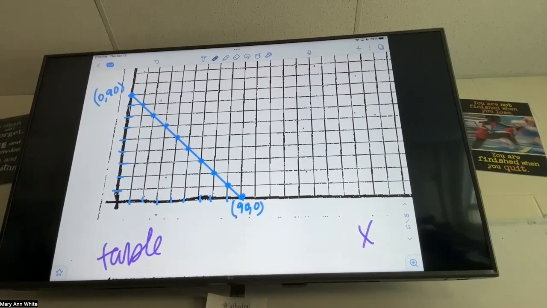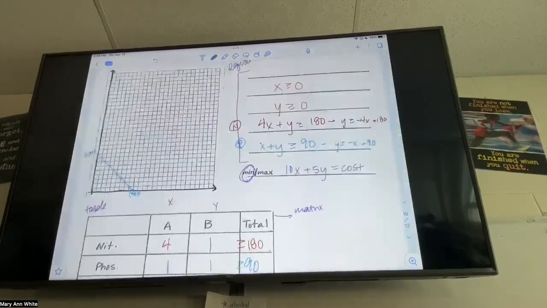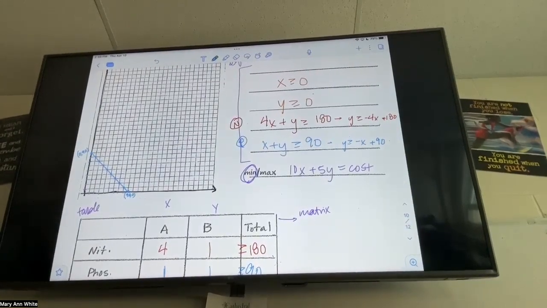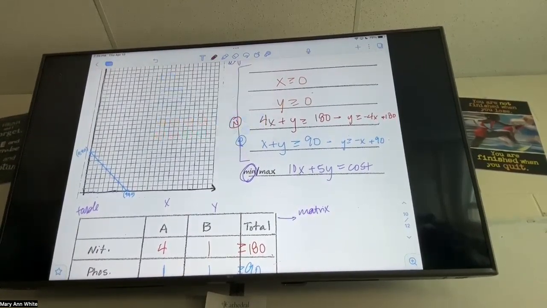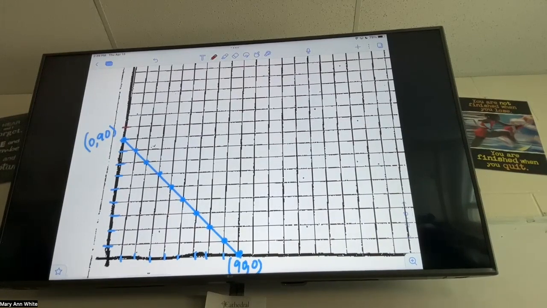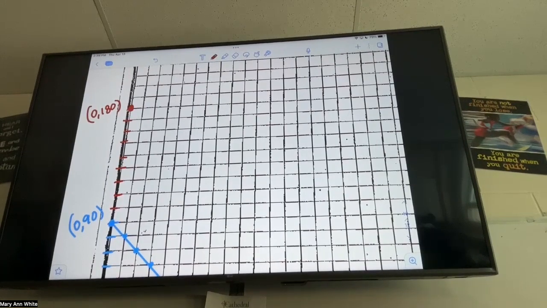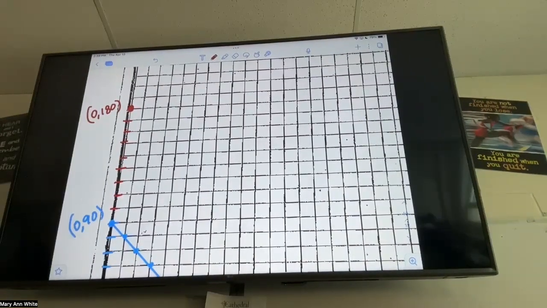Everyone hanging in with that? All right, let's go do the next one. Let's do our red graph, which maybe I should have done first. We're going to go all the way up to 180, and then our slope is going to be -4. So we're going to go down 4 and then over 1. 90, 100, 110, 120, 130, 140, 150, 160, 170, 180. And now I'm going to go down 1, 2, 3, 4 over 1.